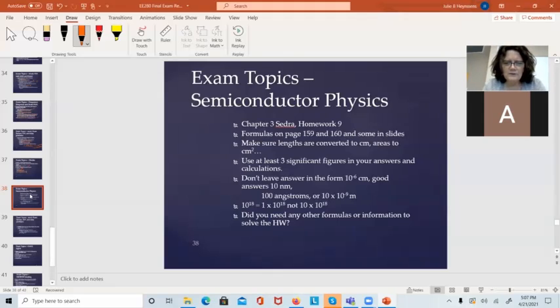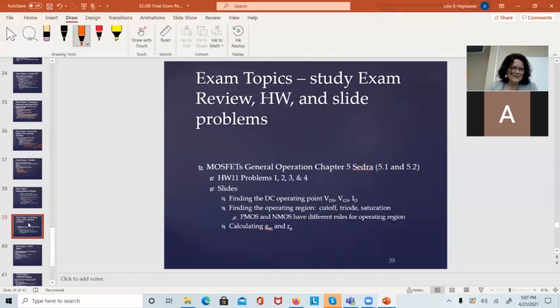Semiconductor physics, that was painful. Let's not do that. We'll get more of this. Don't worry, we will get more of this. If you choose to take 490 in the spring, we'll get more of that. What you really need to know.